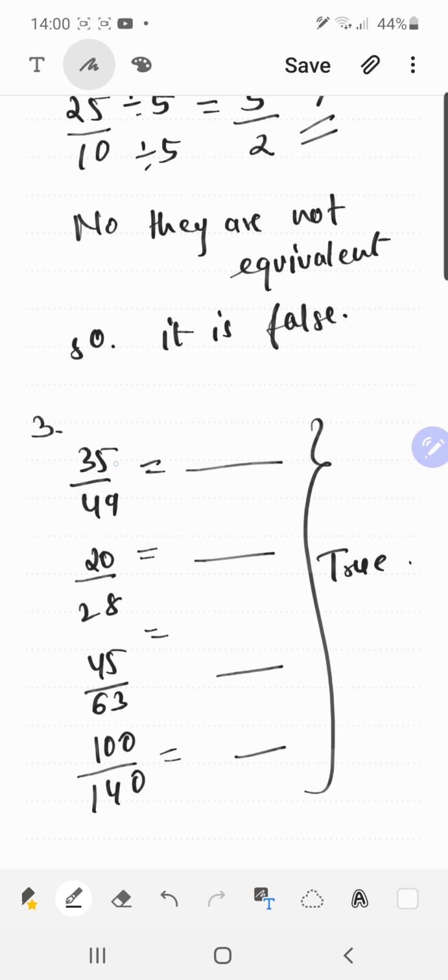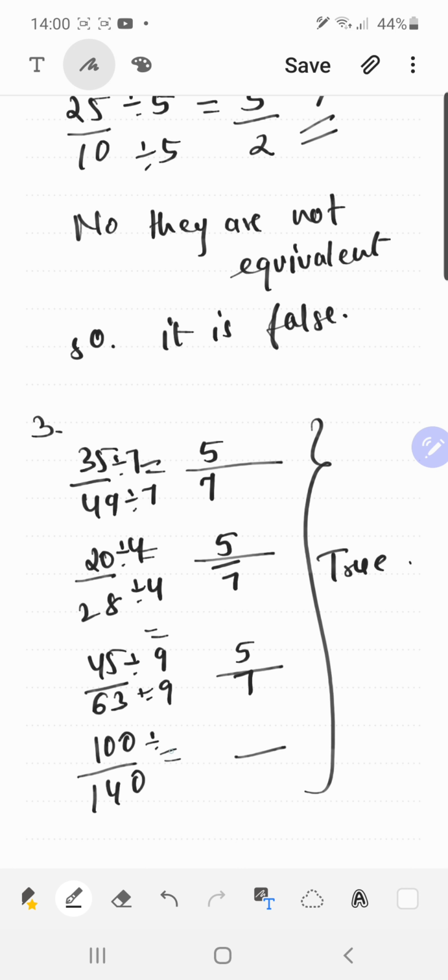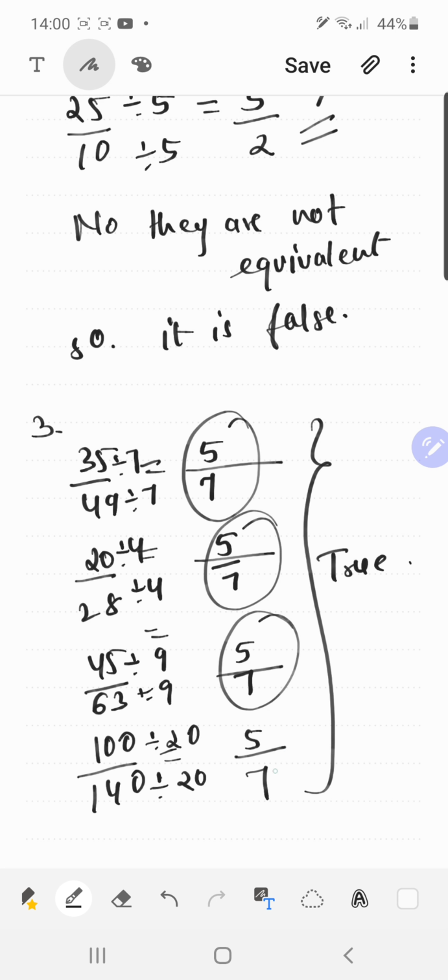Yes, you can divide this by 7 and you will get 5 upon 7. You can divide this by 4 and you will get 5 upon 7. You can again divide this by 9 and you will get 5 upon 7. And you can again divide this by 20 and you will get 5 upon 7. And you notice that all the fractions are same. So you will say yes, they are equivalent fractions.